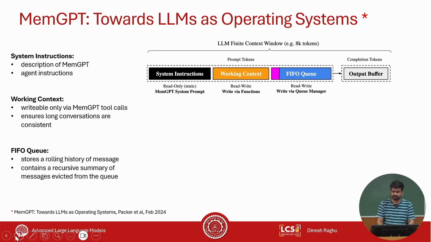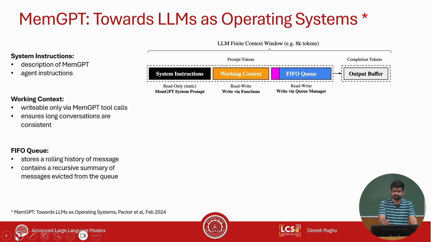And finally is the FIFO queue. You can consider this as a rolling history of the messages that have been going so far. The pink part here is a summary of whatever conversation has happened so far. So if you exceed the FIFO queue size, then it will do some sort of recursive summarization, where it will take the summary, take the messages it wants to evict from the FIFO queue, and create an updated summary and put it back so that the FIFO queue gets emptied.